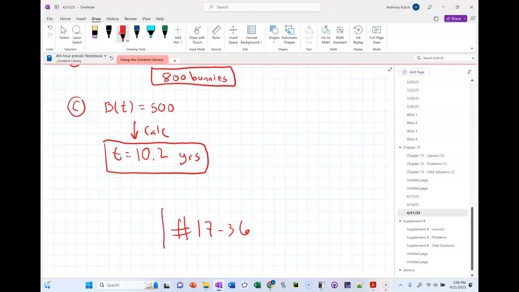So for this set, you guys should be able to do 17 through 36. Is that due this Sunday? No, man. It's due next Sunday. What's due this Sunday? Just 1 through 16.